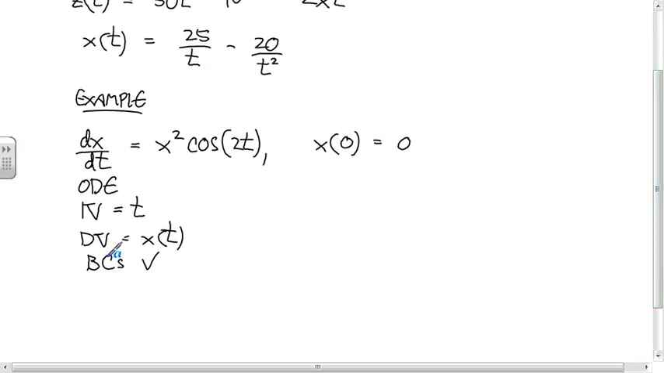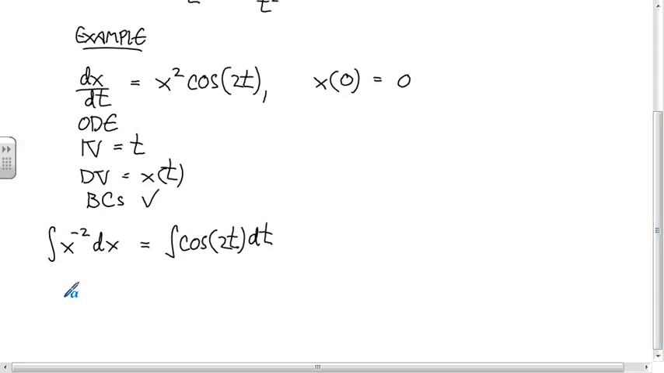All right. So we want to get all the x stuff over on the left with the dx and all the t stuff over on the right. So we have x to the minus 2 dx is equal to cosine 2t dt. And you can integrate that. So you get negative x to the minus 1 is equal to 1/2 sine of 2t plus c.